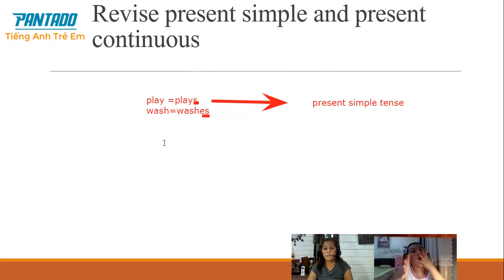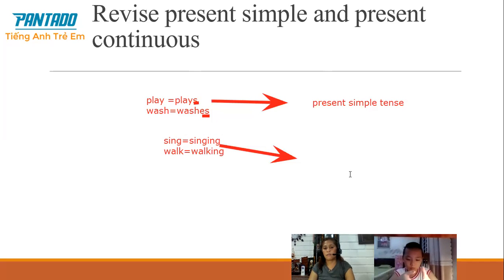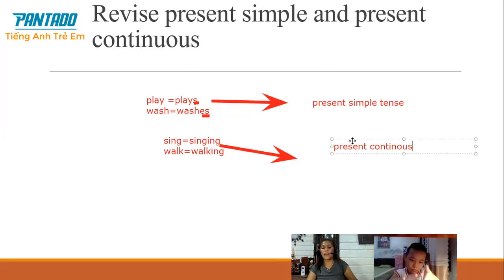Another is when we say sing, it becomes singing. Walk, it becomes walking. Walking. Yeah, very good, Keo. And this is present continuous. Continuous. Okay. Can you see that one? These are the revision examples of present simple and present continuous.